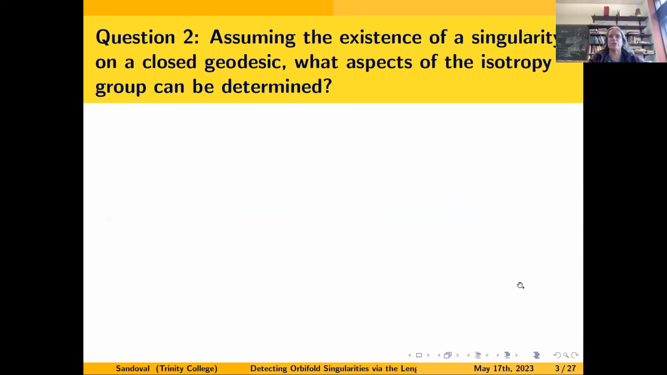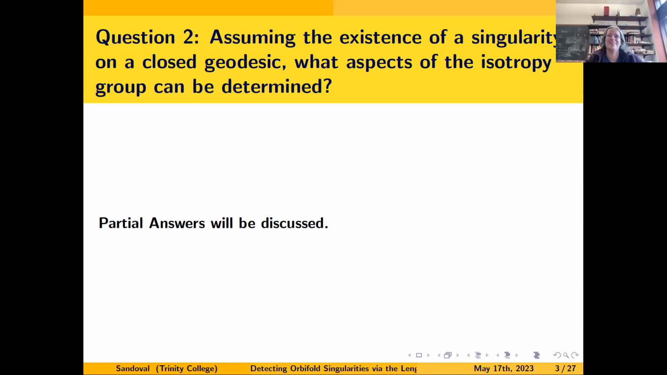The second question I'm going to address is: assuming the existence of a singularity on a closed geodesic, is it possible to detect aspects of the isotropy group? We'll see that there are some partial answers there, and again, everything is always going to depend on how generous the dynamics of the geodesic flow are with respect to the singularity. So partial answers will be discussed.